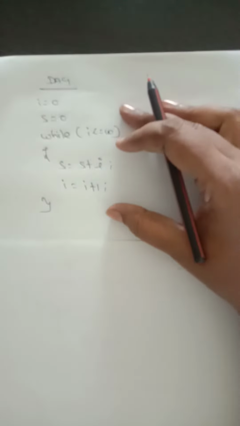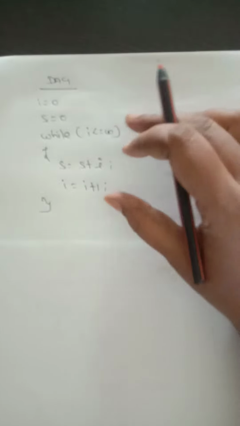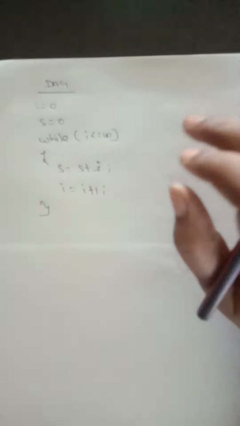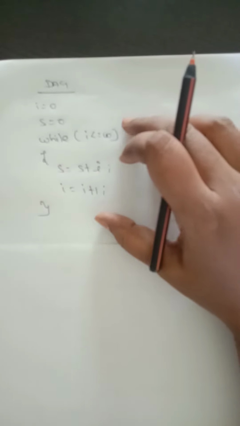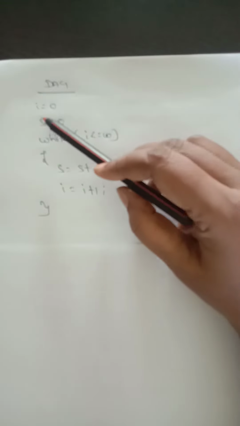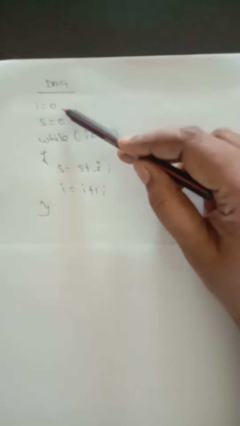So for that we have to write 3-address code as well as optimize it using the DAG concept. How do we write 3-address code? First we have to check the statements. Here the first statement is what? i = 0, next s = 0. It's a normal simple statement.